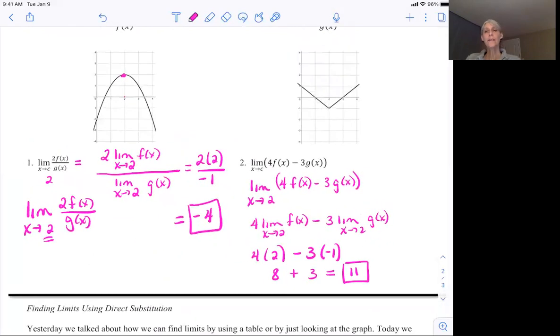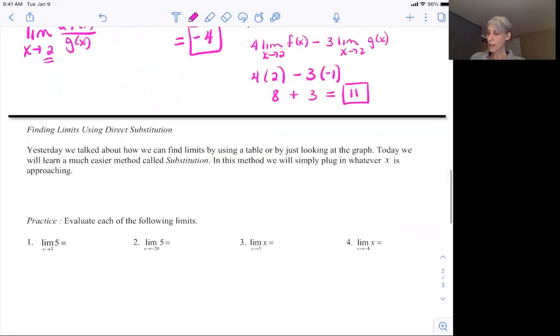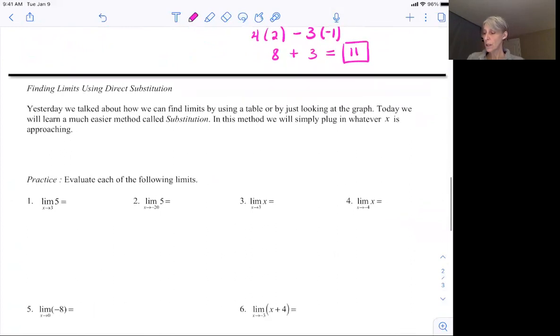So if you haven't already noticed, evaluating limits is just like evaluating a function. Okay? And that's what we're going to do in our next section. Okay, so now here's where things are going to start to make more sense. Finding limits using direct substitution.